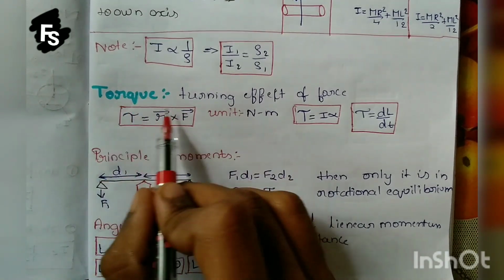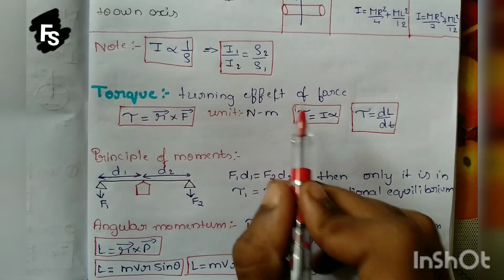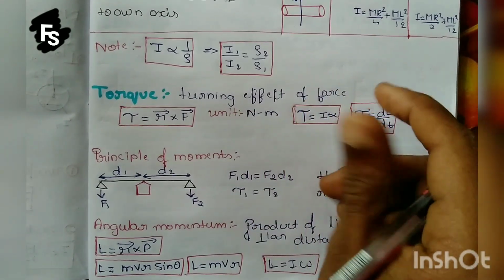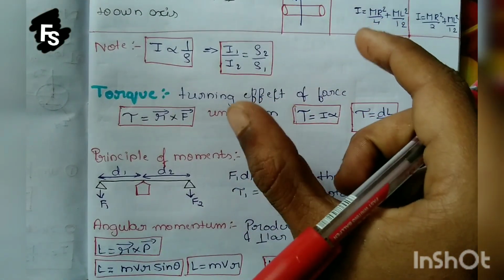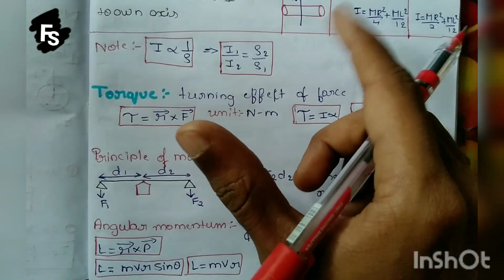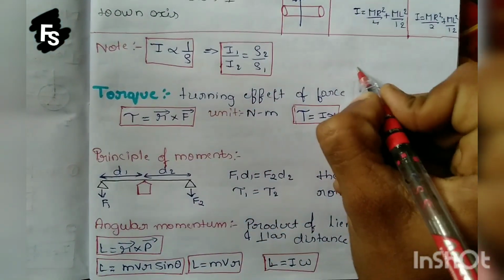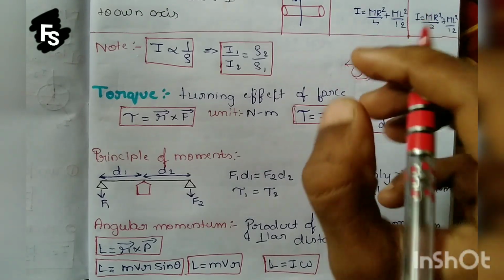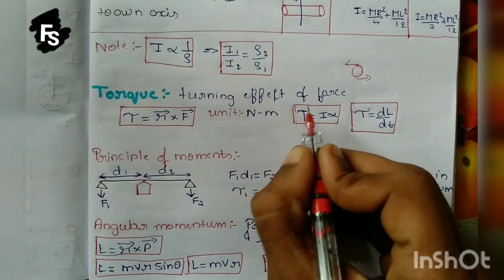Next we move on to the torque concept. The turning effect of force is known as torque. What is torque? Turning effect of force. If we rotate the cap, the force acts here and here. This is known as torque. Torque is equal to the turning effect of force.